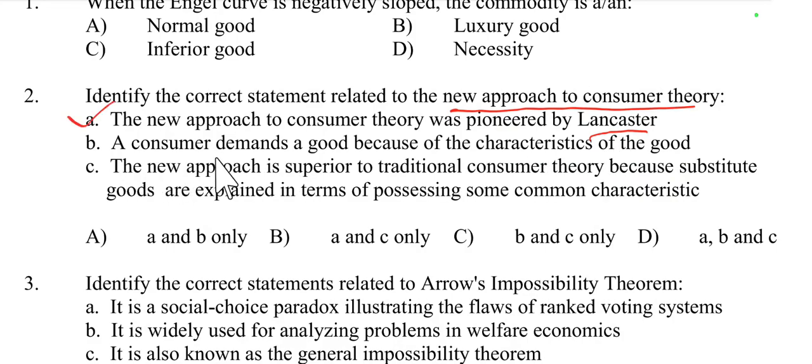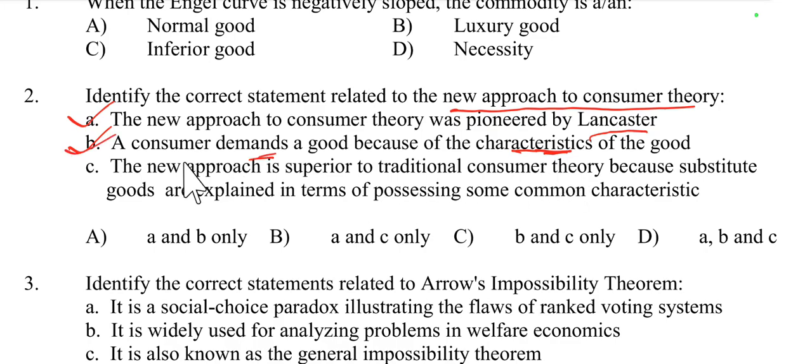Then option 2, a consumer demands a good because of the characteristics of the good. Yes, because of the characteristics of the good, consumers demand goods. There are different kinds of characteristics of goods, like quality, durability, and taste preference. Goods are demanded according to these different characteristics. So option B is right.